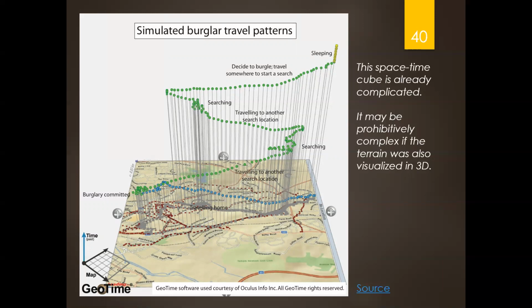How about elevation? What if I want to know the elevation of this area simultaneously? It's pretty hard to do that. So it may be prohibitively complex if the terrain was also visualized in 3D, right?